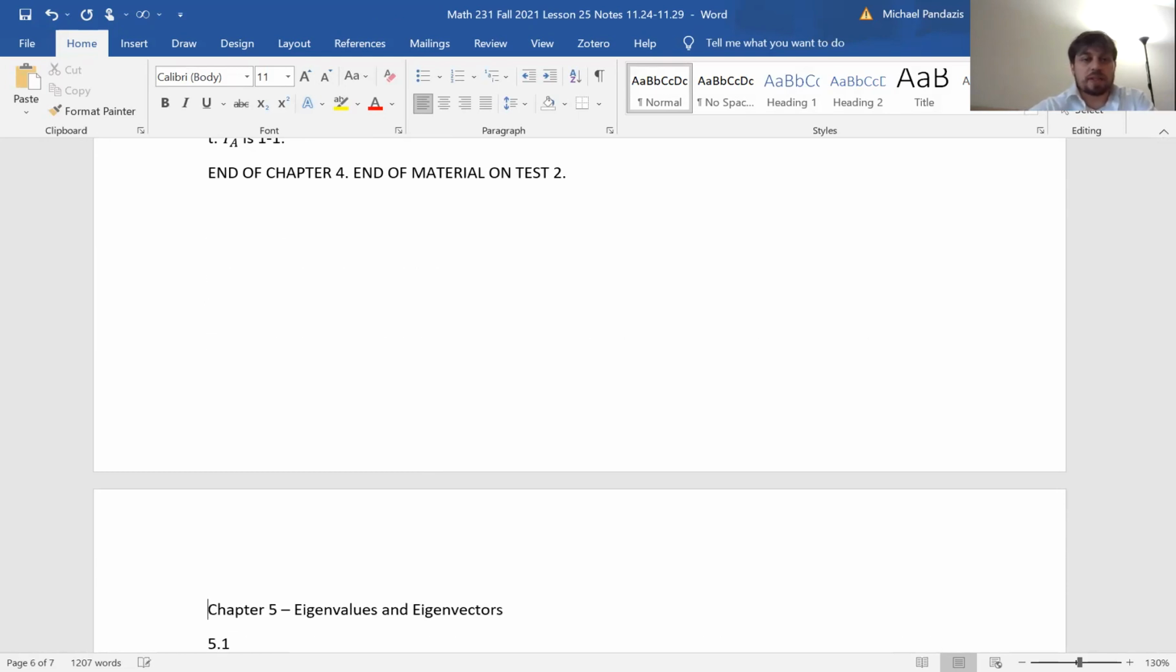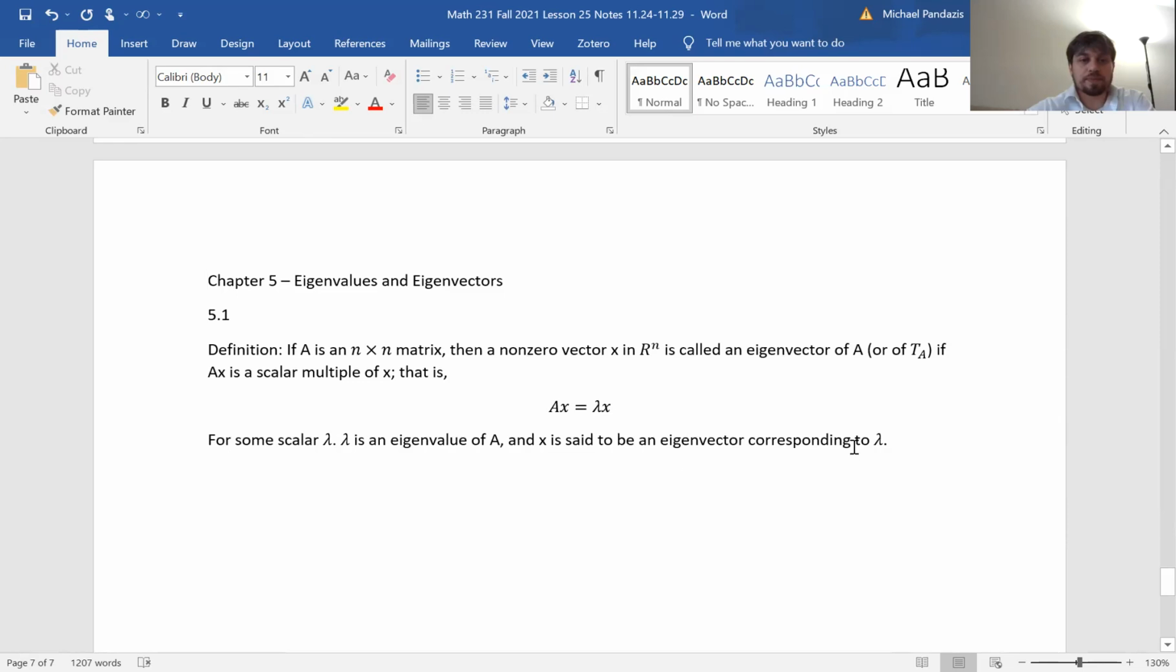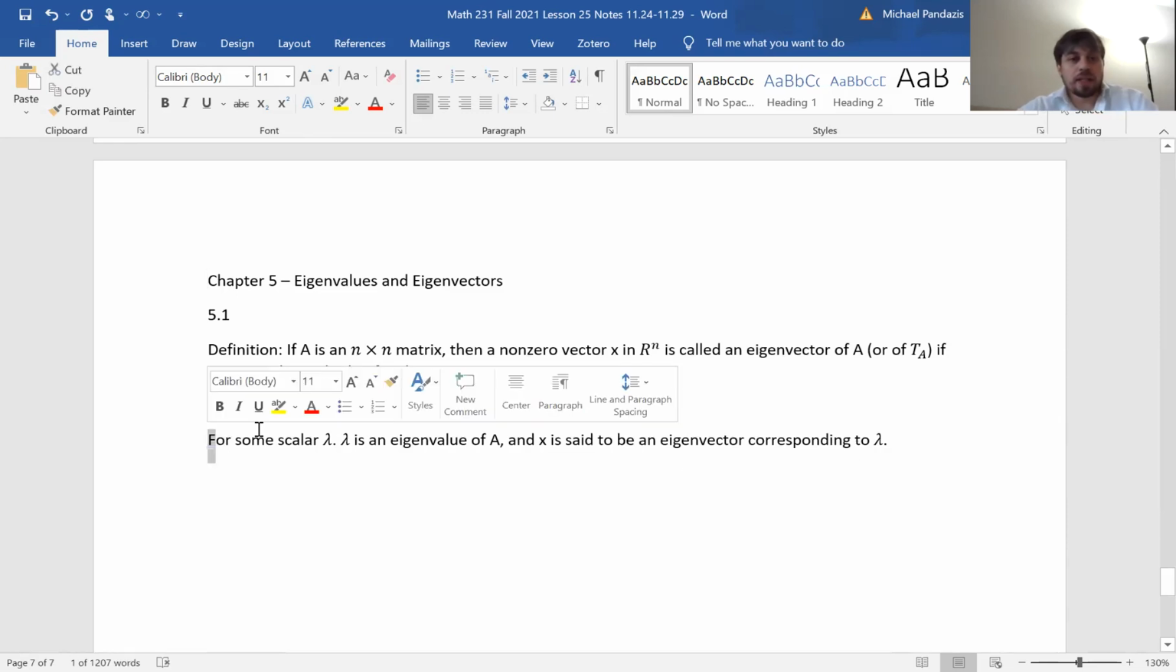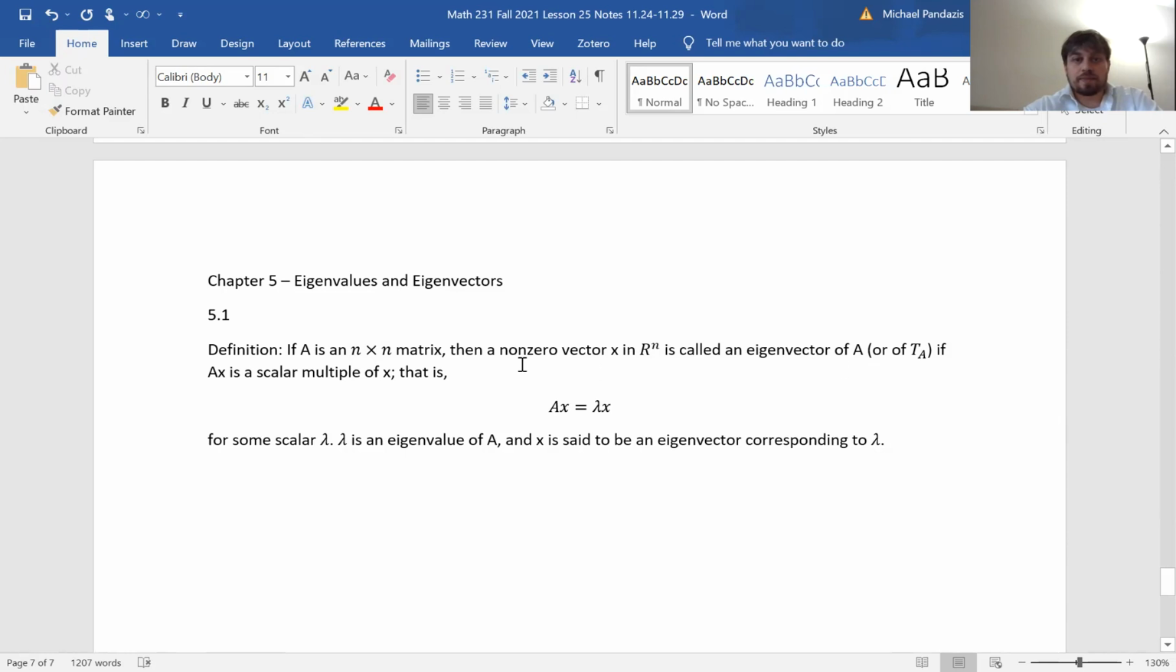Okay, so a non-zero vector X is called an eigenvector of A if AX is a scalar multiple of X. AX equals lambda X for some scalar lambda. Lambda is an eigenvalue of A. X is said to be an eigenvector corresponding to lambda. So if for a vector X, AX equals 3X, 3 would be an eigenvalue, and that vector X where that worked would be an eigenvector corresponding to lambda equals 3. Okay, let me do an example.